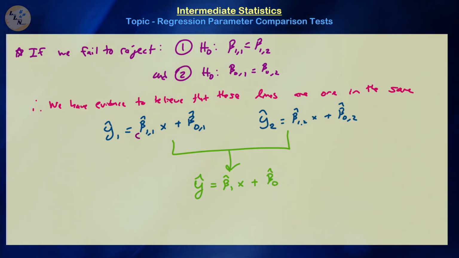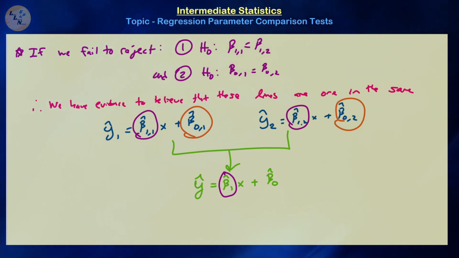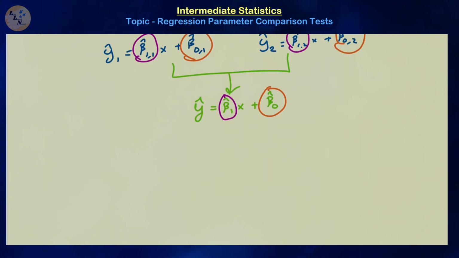So we have these two slopes, beta hat 1,1 and beta hat 1,2. We need to be able to use them to approximate that value, beta hat 1. Also, we have beta hat 0,1 and beta hat 0,2, and we need to use both of them in order to get an approximation for beta hat 0. So how are we going to do that?